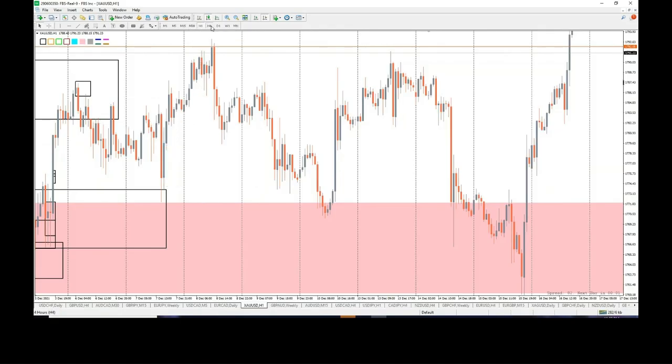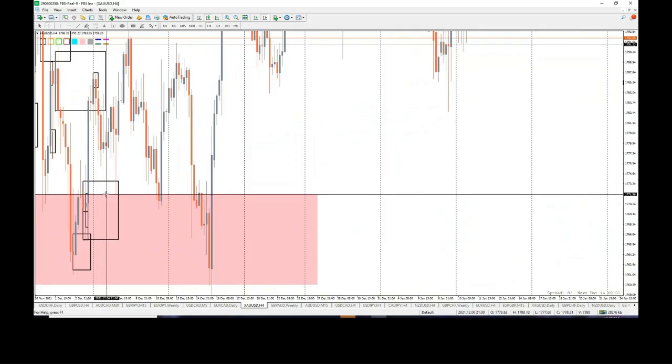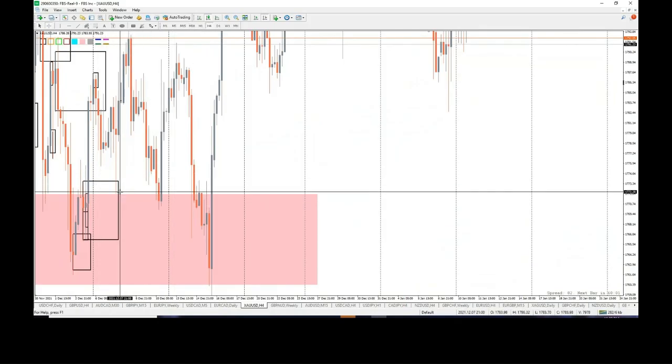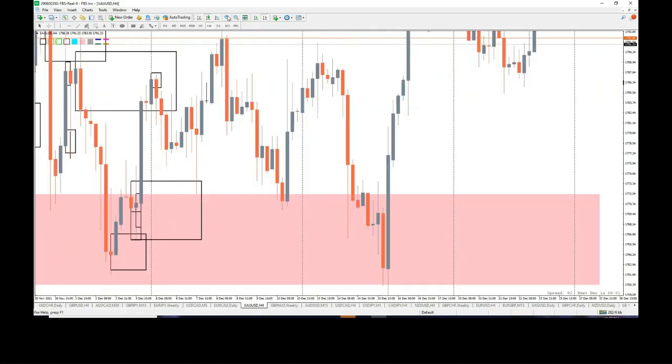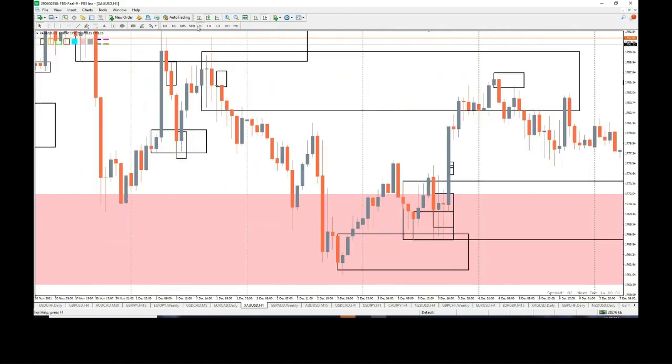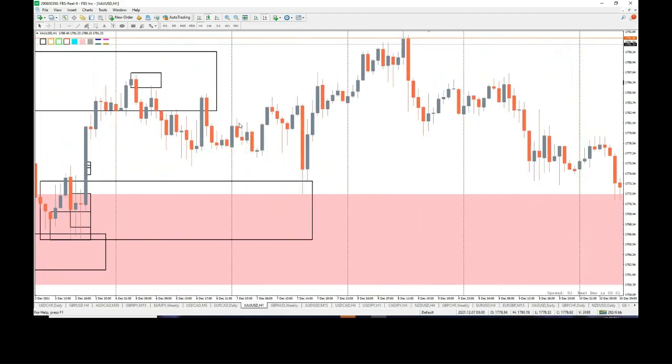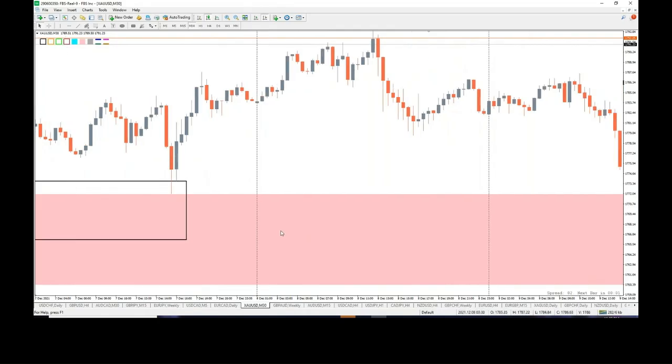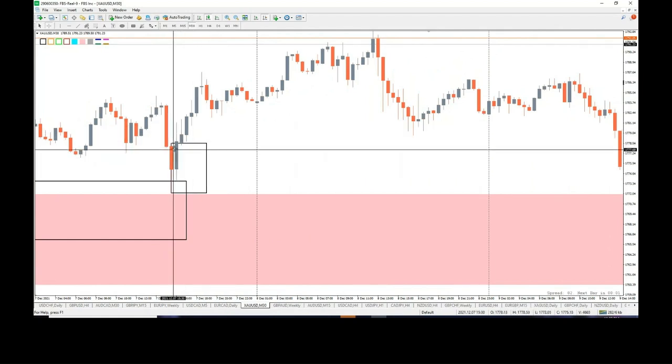This is an H4 zone, so H1 or M30 for confirmation. The price is very fast at this time because of news, so the confirmation could be not M5 but H1 or M30. On M30 you can have your entry right here. It's a good position also. So this is an M30 position, M30 zone.